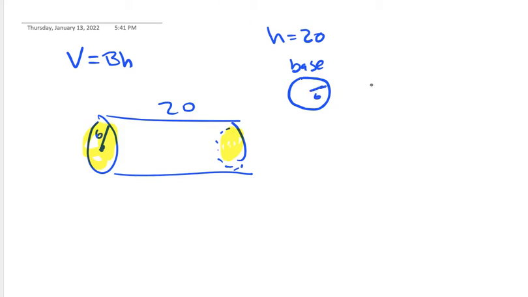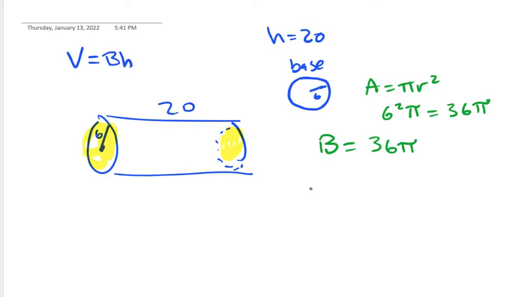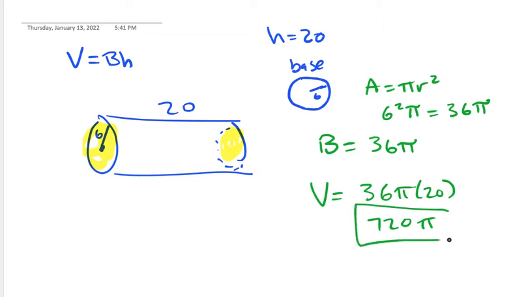So the area of that base is pi r squared, or 6 squared times pi. And so my area of the base, capital B, is 36 pi. My height, we said, was 20. So we put them together for volume. And we get 720 pi. So let's take another look at another different prism. We'll use a rectangular prism next.